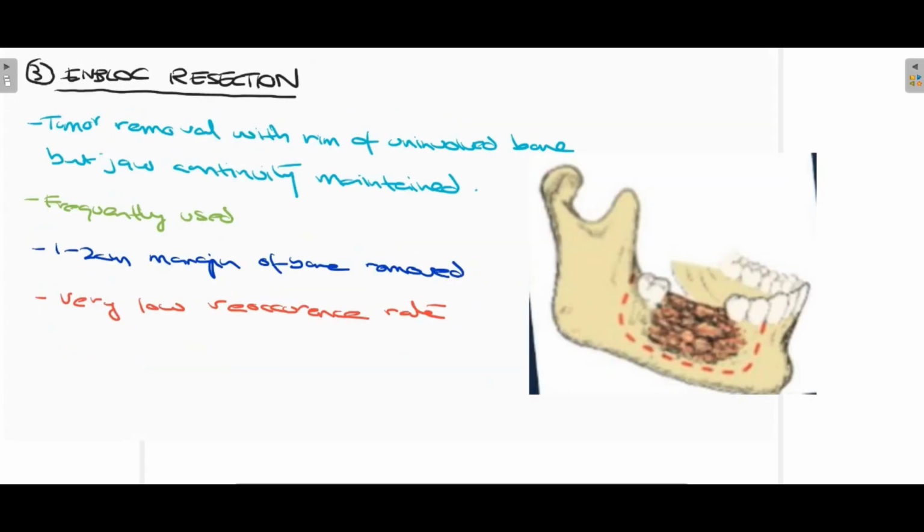The third and a beneficial treatment option for the patient is en bloc resection, which is also known as marginal resection. In this case, as you can see in this diagram, the tumor is removed along with some margin of uninvolved bone. Usually around 1 to 2 centimeters of bone is removed along with this lesion, but particular emphasis is placed on the fact that the jaw continuity is maintained. It is not disrupted as compared to segmental resection. It is also frequently used, and the recurrence rate as compared to the previous procedure is very low. So it is a very beneficial treatment option for the patient.